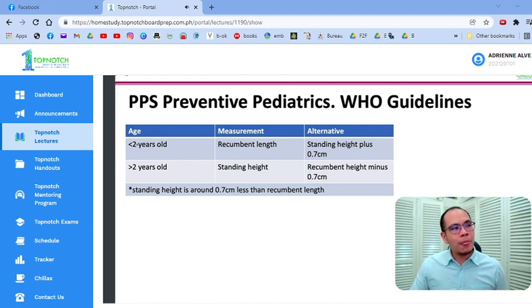So for example, meron kang less than 2 years old, sabihin natin 1.5-year-old, pero ayaw humiga, hindi mo siya mapahiga. Kasi di ba, ang 1-year-old, based on your growth and development, naglalakad na yan, stands alone and walks alone, di ba? Ayaw humiga, nagwawala siya. Anong pwede mong gawin? You can get the standing height plus 0.7 centimeters.